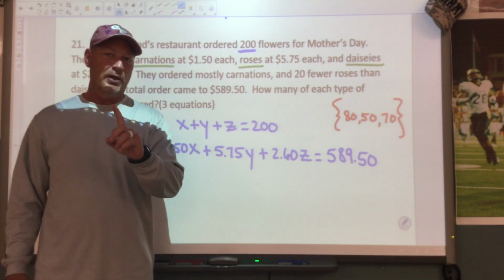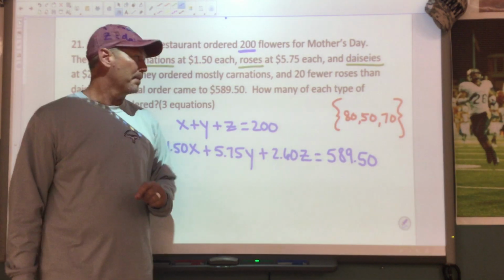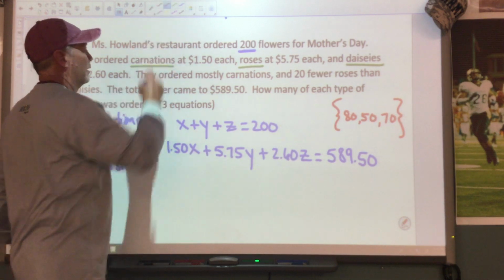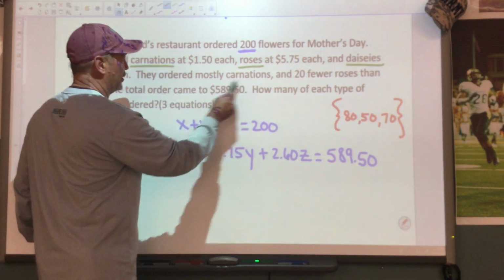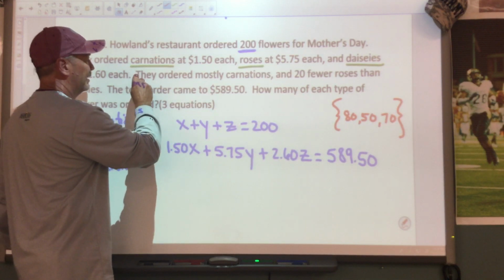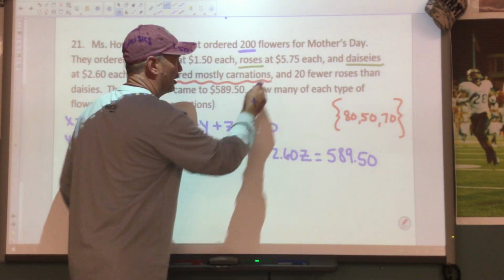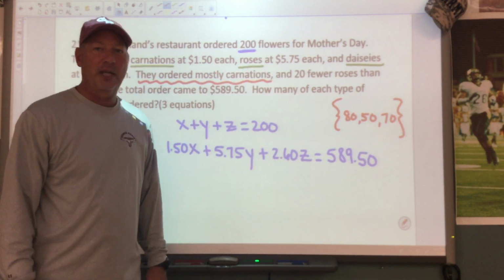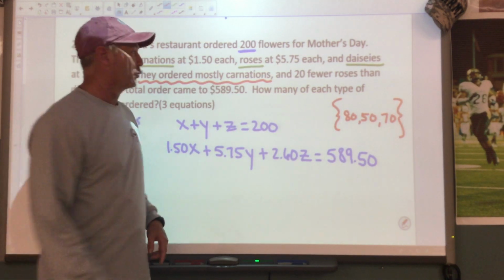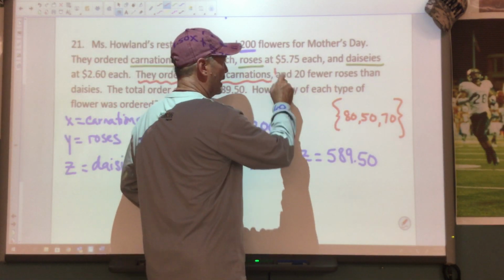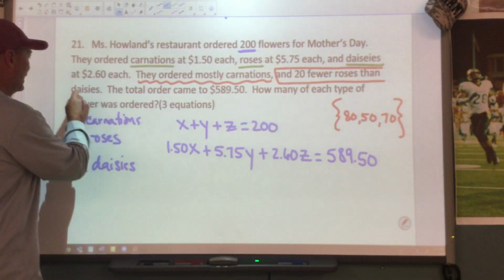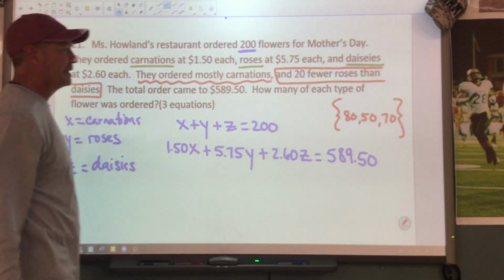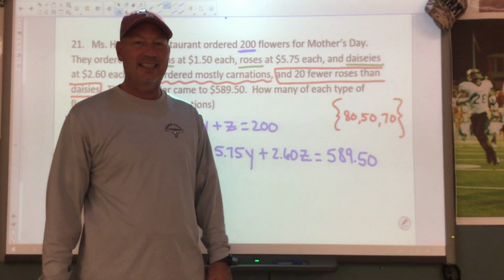We need one more equation. Where's it going to come from? This is the tricky part. They ordered mostly carnations. This is a distraction. Who cares? The key is this right here. And 20 fewer roses than daisies. 20 fewer roses than daisies.